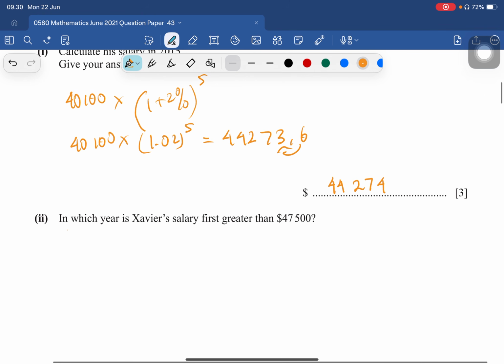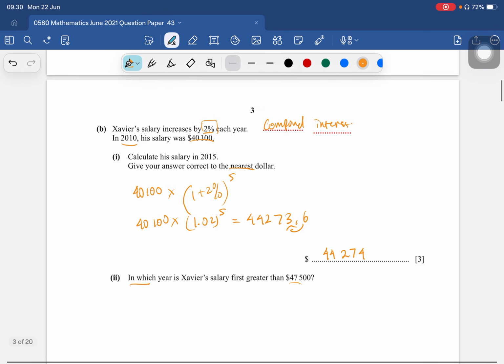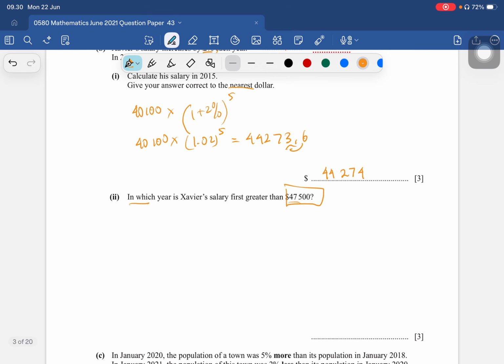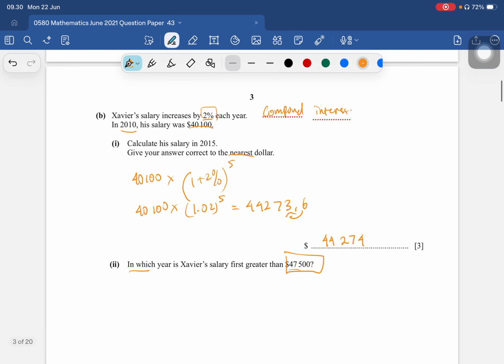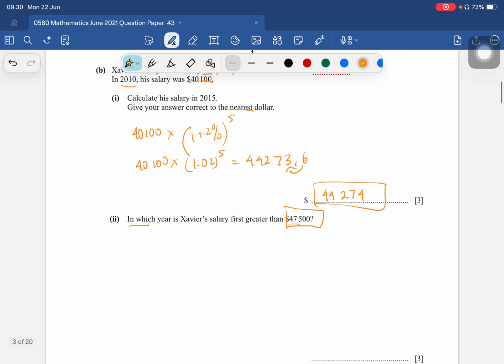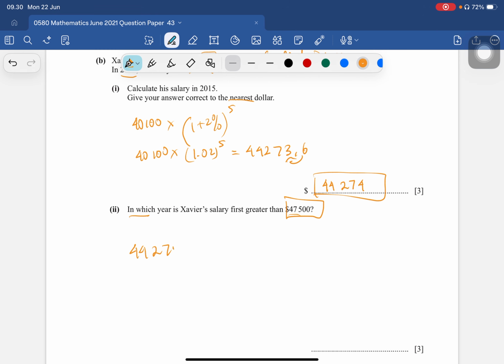In which year is Xavier's salary first greater than 47,500? Okay, bigger than this amount. So let's start here from 2015. So 44,274 we multiply by 1 plus 2% to the power of n. This is equal to 47,500.